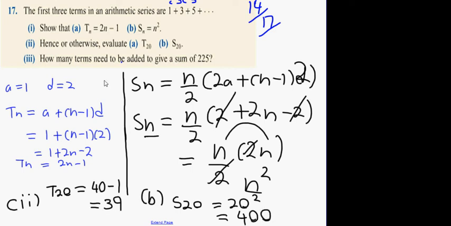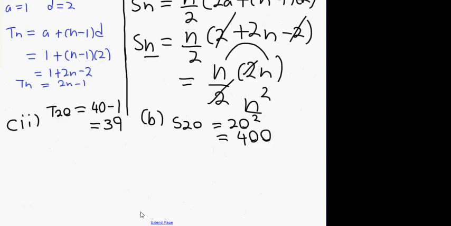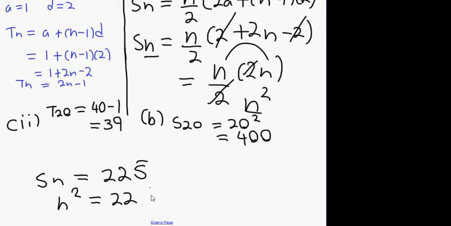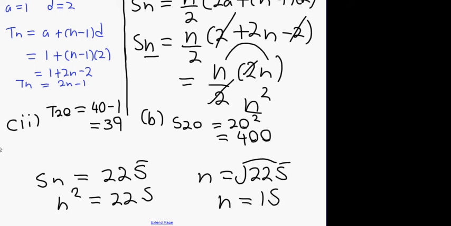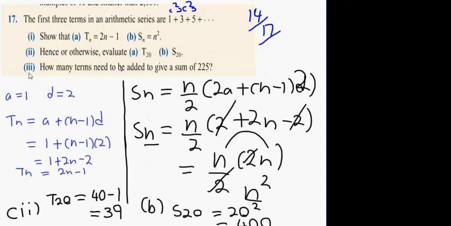Okay. How many terms need to be added to give a sum of 225? Well, this means that Sn equals 225. So how many terms added together give you 225? Then we have n squared equals 225. N equals the square root of 225. N equals 15. Okay? So that's number 17 done.